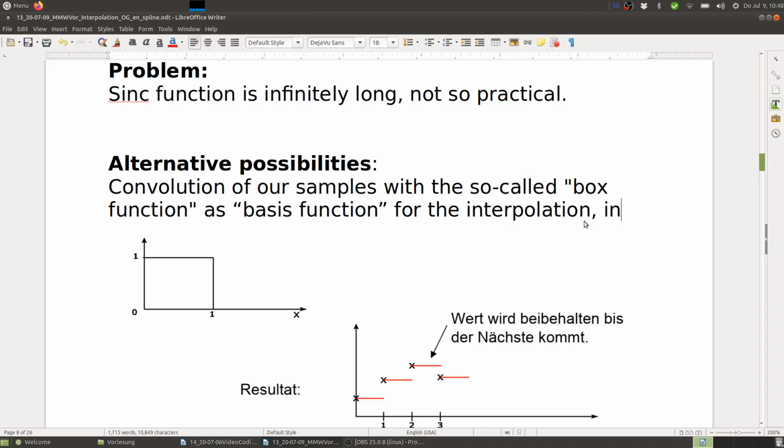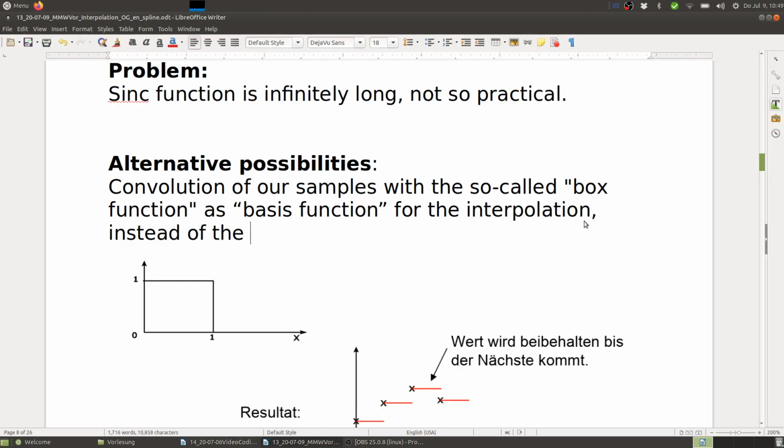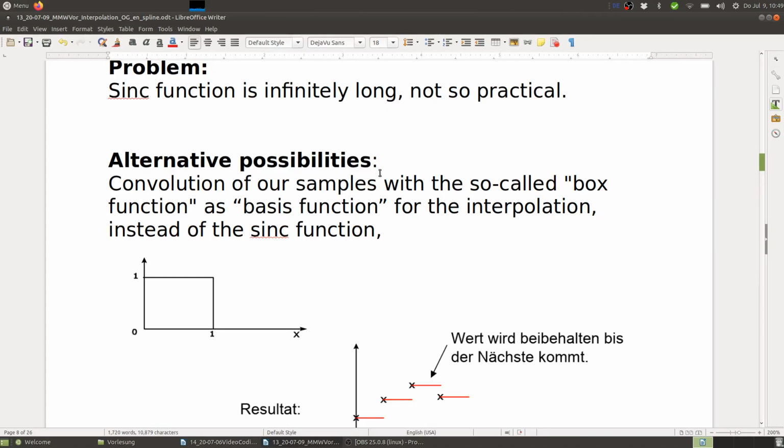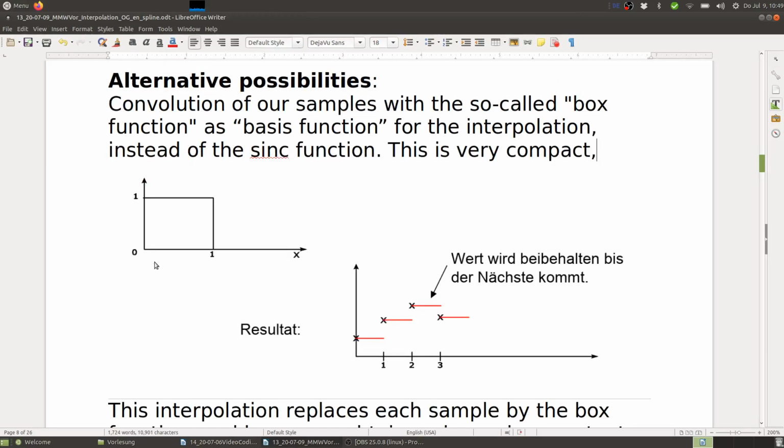So this is what we can see here. This is very compact. It just has a non-zero value between x equals 0 and 1. So just on this narrow interval.